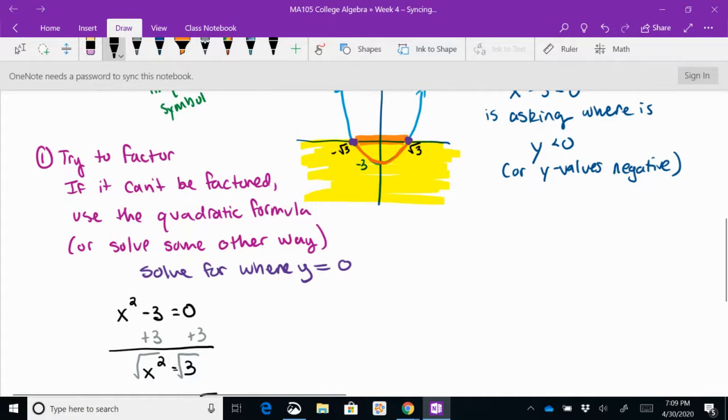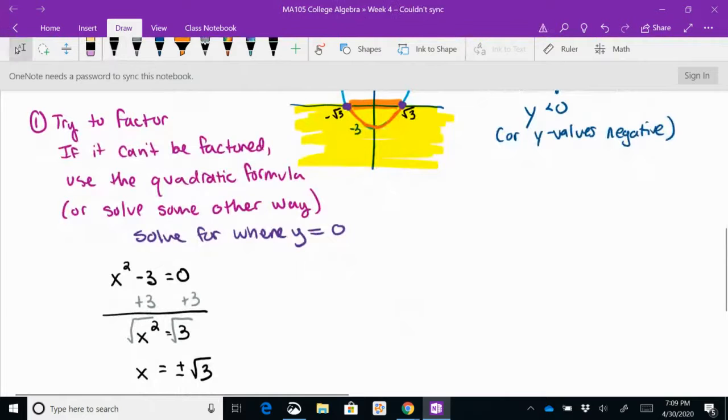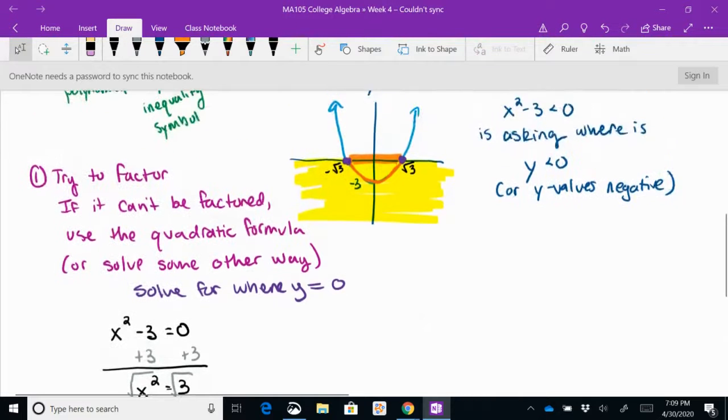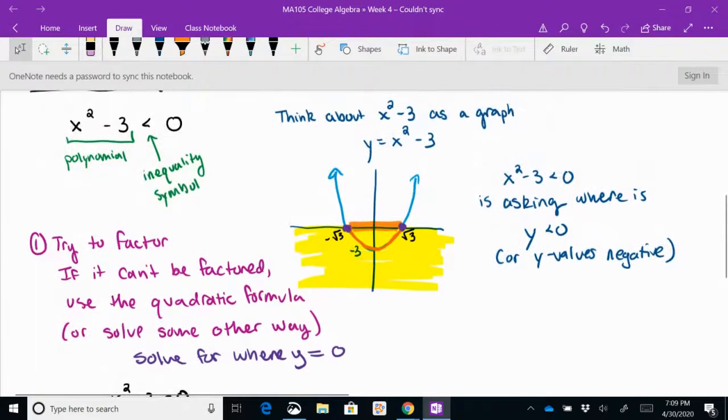So we've just solved for where those two values are. If I go back to my graph, and we want to think about the answer to where we're less than 0, then our graph is below y equals 0. It's in the negative portion between those two x values.